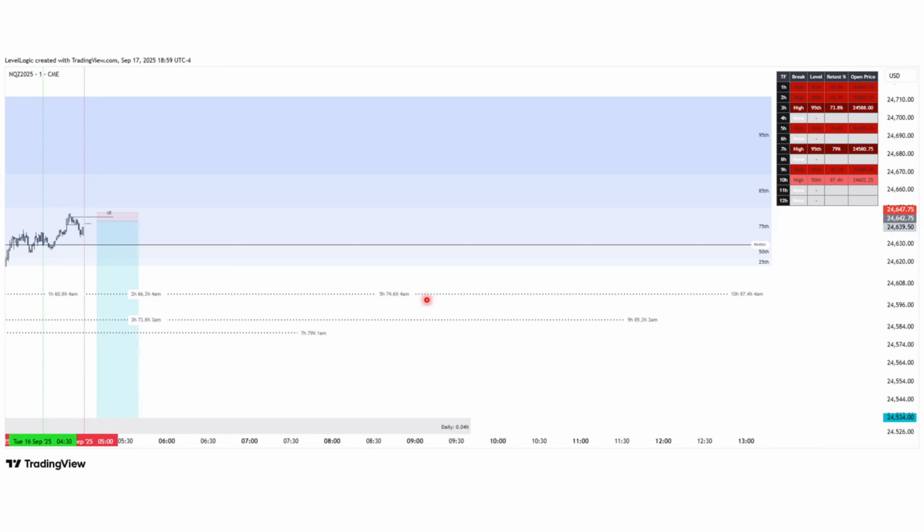These bigger time frames obviously have longer to retest their opens, but you can see we're pushing quite high on the extensions, the percentile extensions. This 10-hour has a really high probability to get retested.